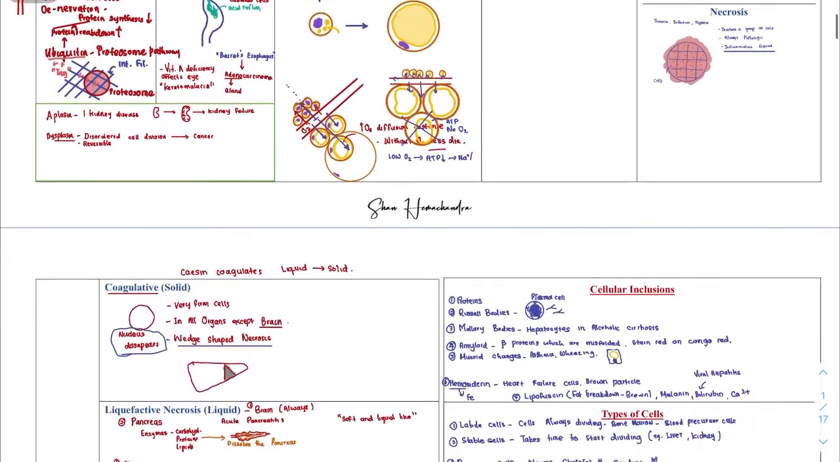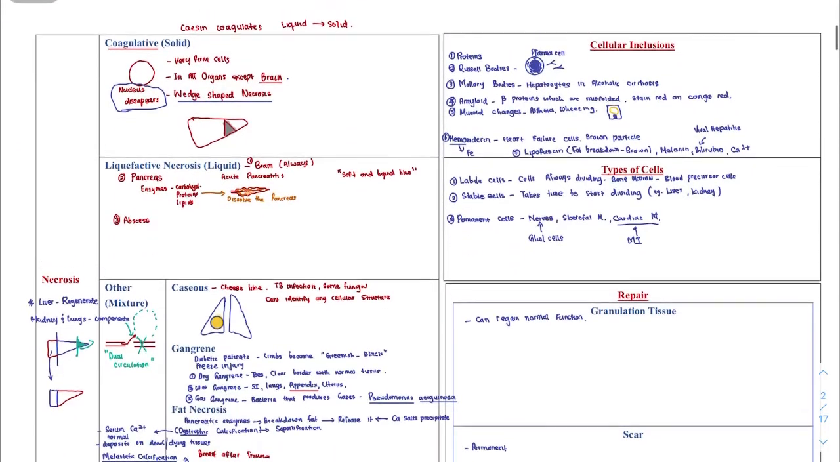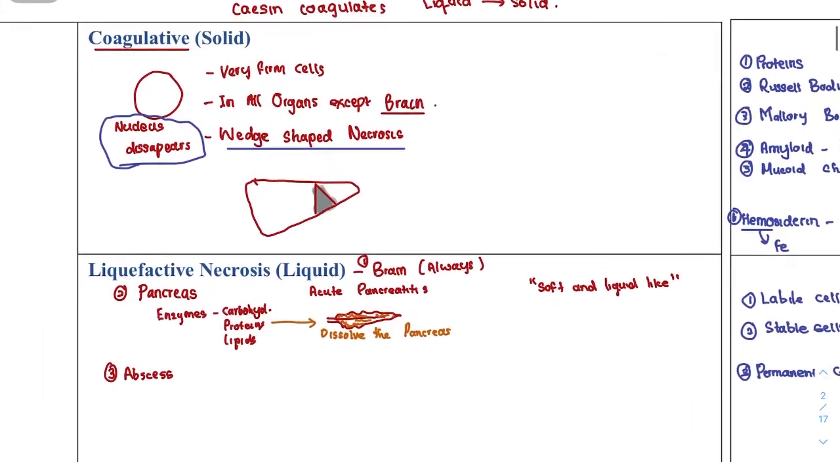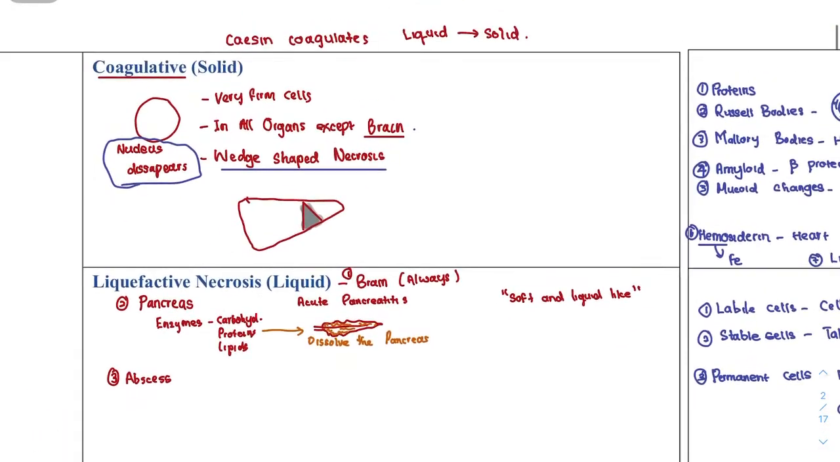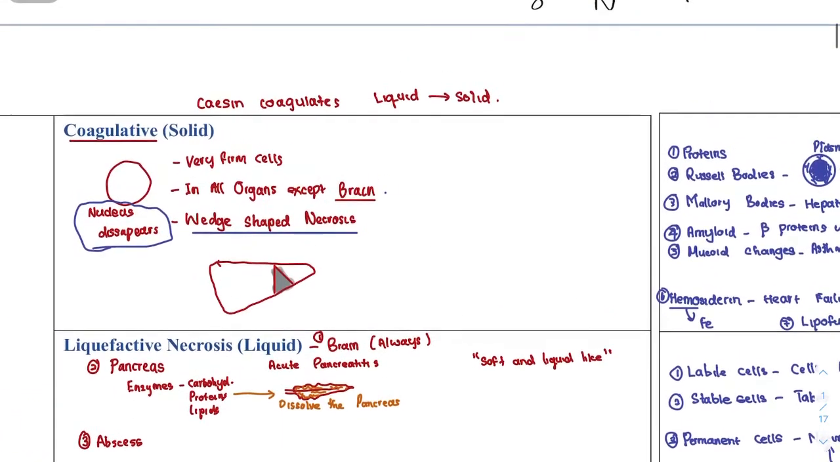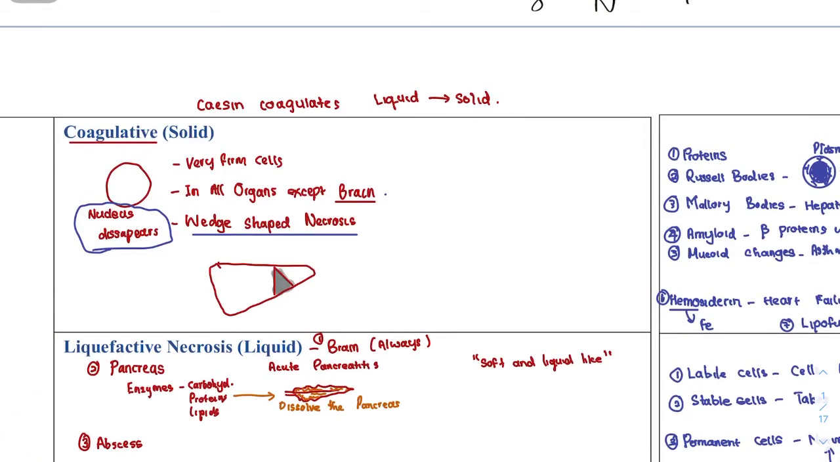So we are going to talk about the types of necrosis. First, I'm going to talk about solid necrosis. In medical terms this is called coagulative necrosis.